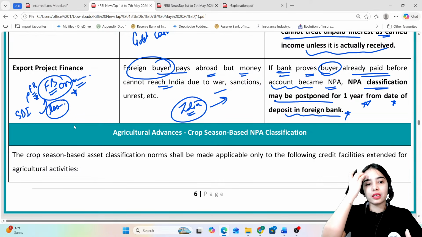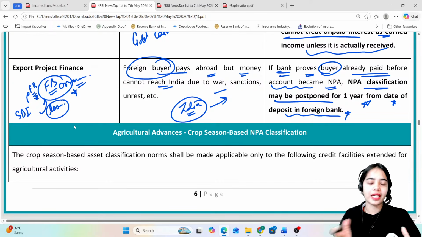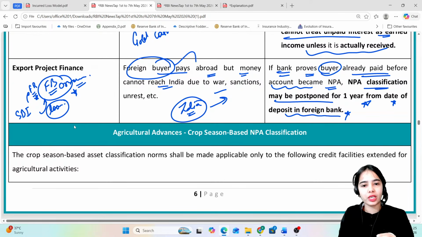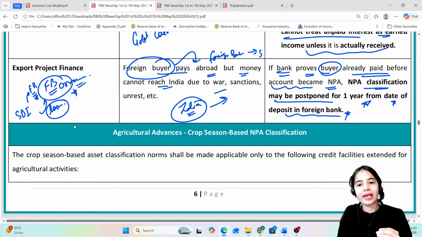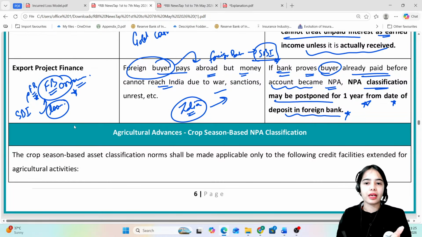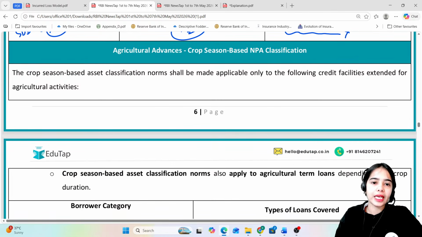So basically, this is the basic idea, that the foreign borrower has paid abroad, let's say to a foreign bank, so that the foreign bank can pay the amount to the State Bank of India. But what has happened is that the money has not reached the State Bank of India. But if the State Bank of India proves that the borrower has already paid before the account became NPA, the NPA classification will be postponed for 1 year. That is the idea. Now, agricultural advances, crop season based NPA classification.